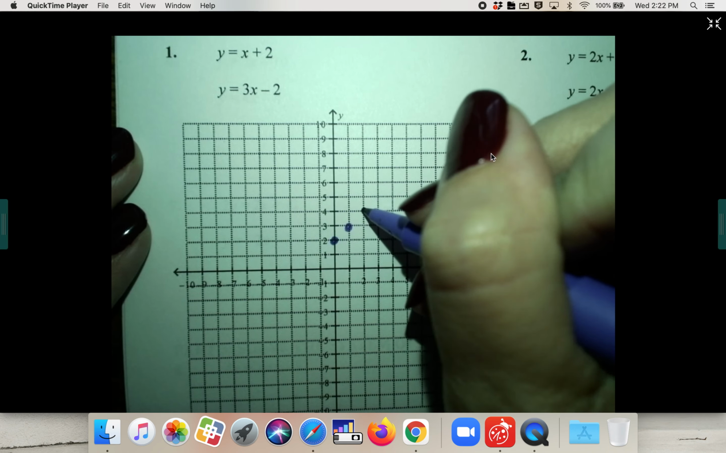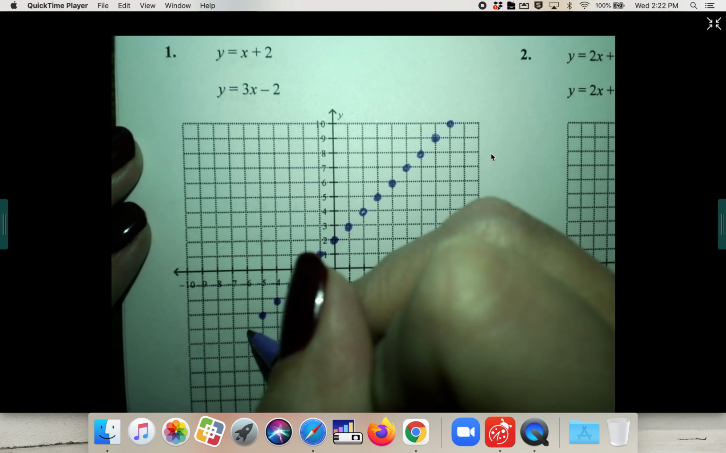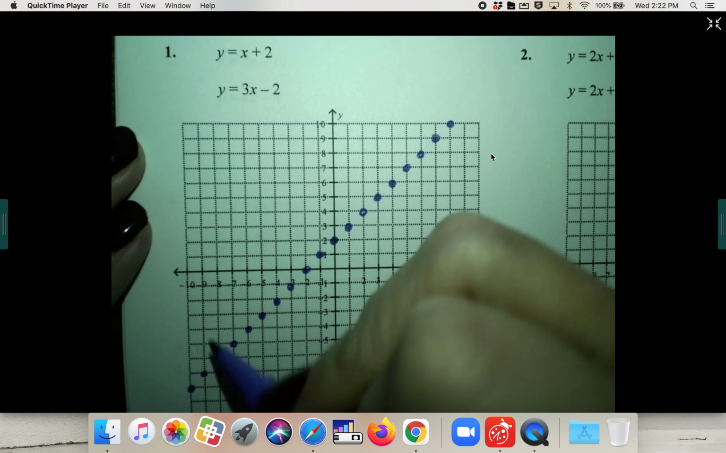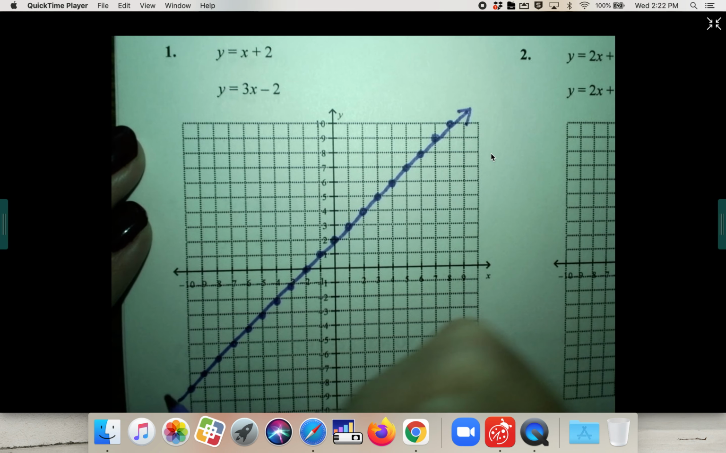There are a lot of dots. I didn't realize how big this graph paper was. Sorry. Go ahead and put them everywhere because I'm not going to take time to get out a ruler. So the more dots you have on there, the straighter the line's going to be, even without a ruler.